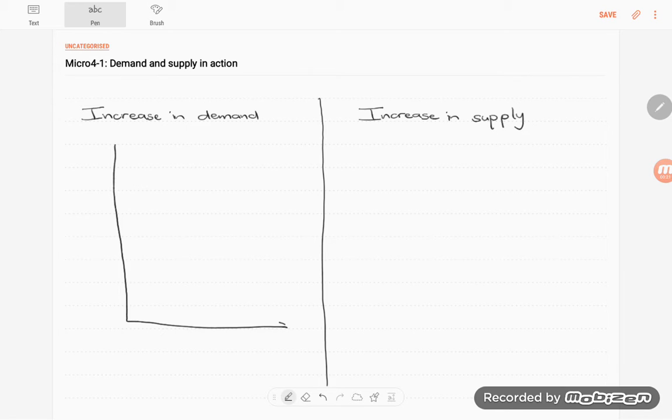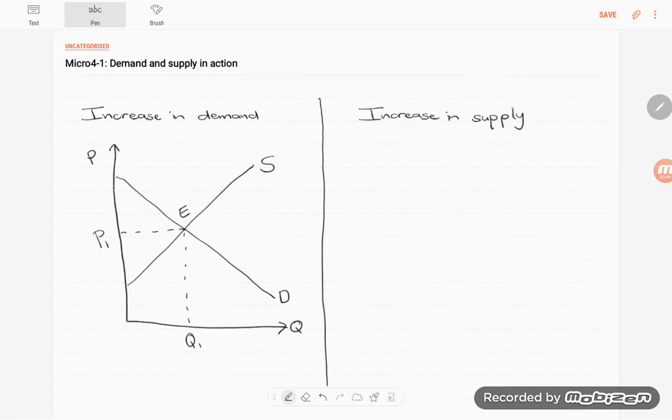In this case, the quantity is on the x-axis and the price is on the y-axis. We have a demand curve that is a negative slope, and we have a supply curve that is a positive slope. And we have our initial equilibrium. Always remember to indicate equilibrium on your graph.